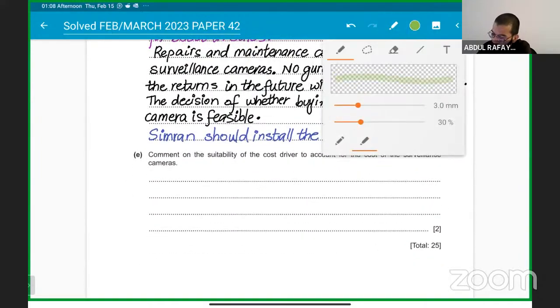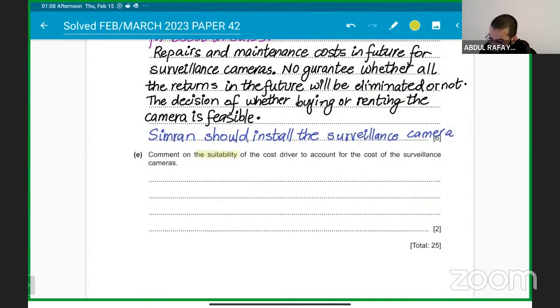Okay, and then what we have is basically comment on the suitability of the cost driver to account for the cost of surveillance cameras. So basically they are saying that for the surveillance cameras we have used inspection. As I said, there are cost drivers, like inspection and those things, the net book value as well as the order processing cost. So what they're asking is, guys, stay with me, comment on the suitability. You have to comment for 2 marks whether the cost driver we have chosen, machine inspection, is right or not. Getting it, guys? Clear? Understood? So you tell whether it is right or not.